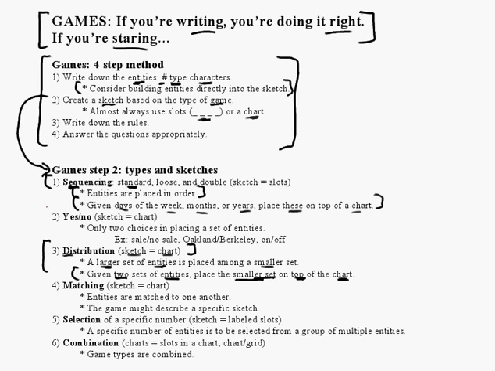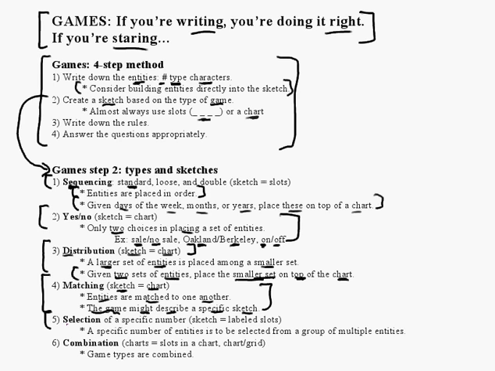The other types of game: number 2, a yes-no game. That's where there are only two choices in placing a set of entities, like maybe something's on sale or not on sale, or something is in Oakland or Berkeley, or maybe something is on or off. Going to number 4, you have a matching game. That's where entities are matched to one another. The sketch there is also a chart, and the game might describe a specific sketch.